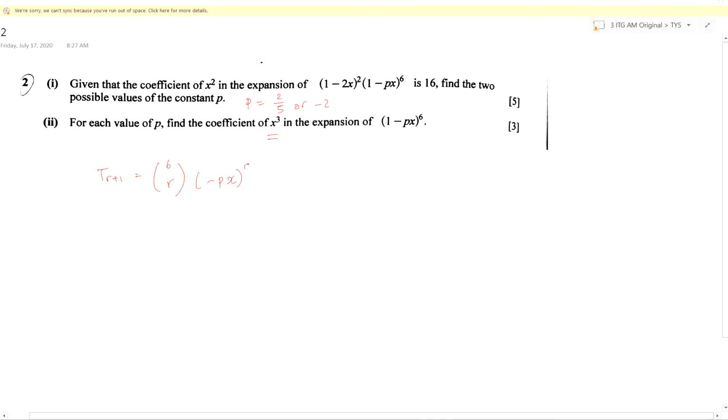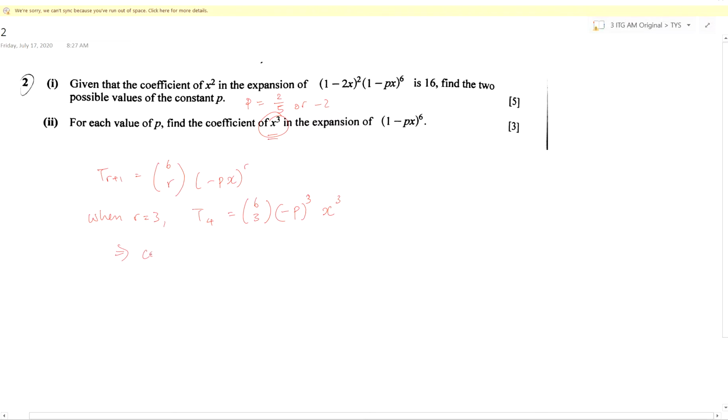So since they are interested in the coefficient of x cubed, we know that the value of r has to be equal to 3, because that is the only way we can get an x cubed term. So when r equals 3, we have the fourth term. So that will be 6 choose 3, negative p to the power of 3, and x to the power of 3.